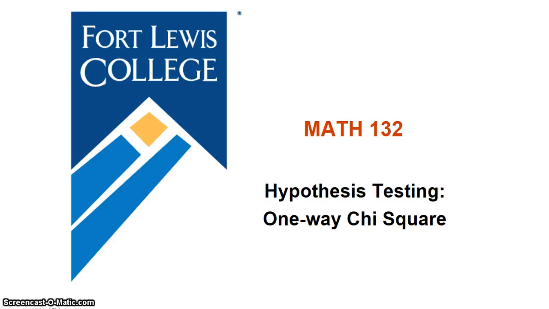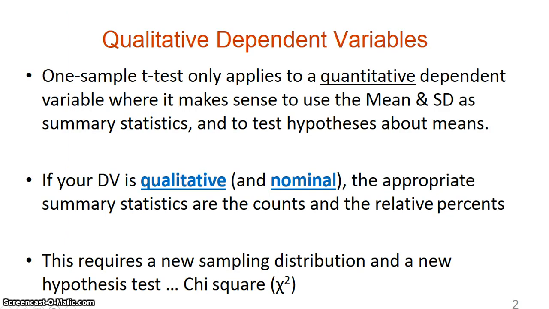In this video, we are going to talk about the one-way chi-square. Let's first review what we know. When we use a one-sample t-test, our dependent variable is quantitative, and we use the summary statistics of mean and standard deviation to test the hypotheses about the means. If your dependent variable is qualitative, the appropriate summary statistics would be counts and percentages. Thus, we use the one-way chi-square test for our hypotheses.